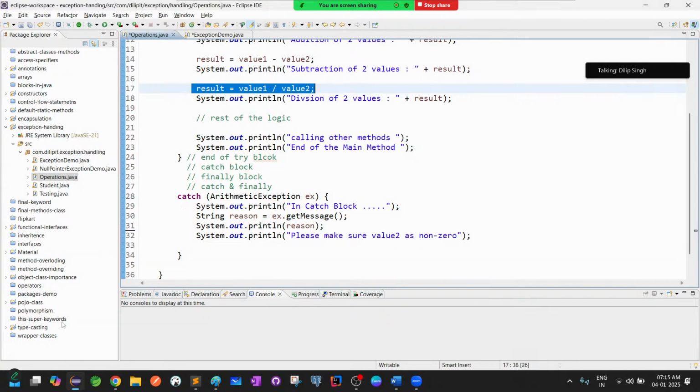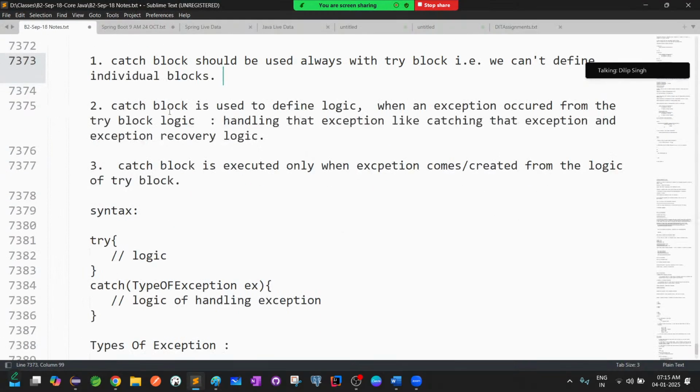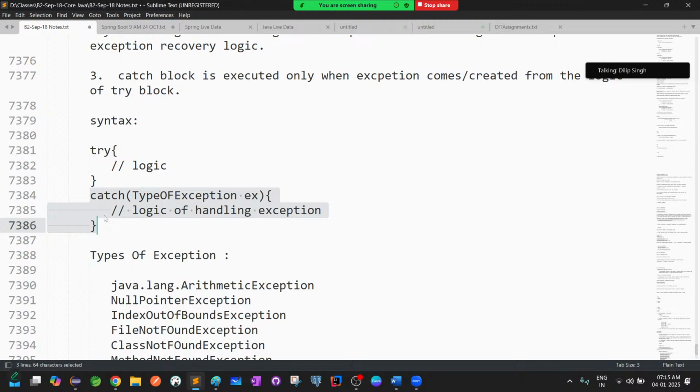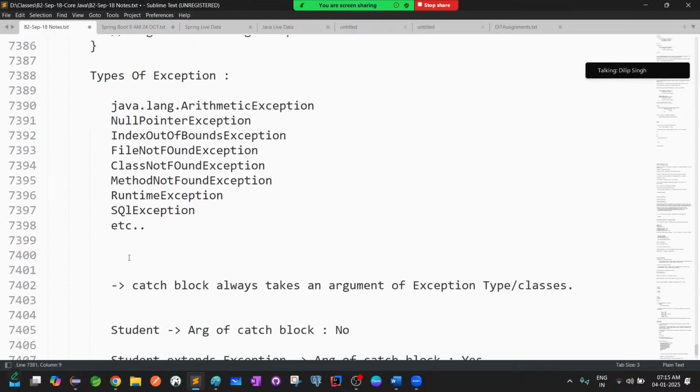So it will not touch the catch block. Simply, what is the point you have to understand here? The catch block is executed only when an exception comes from the try block logic. Otherwise, the catch block will never execute. If there is no exception, the catch block is not executed.